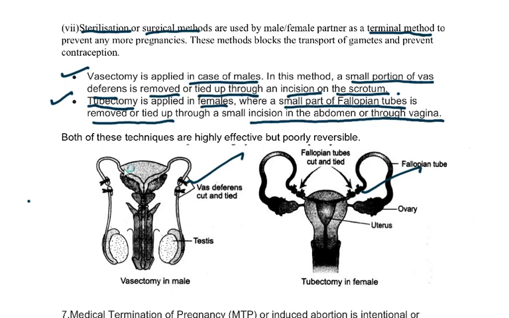So with both methods, the egg released from the ovary or the sperm cannot reach the fallopian tube, so there is no chance of fertilization. These both methods block the transport of gametes and thus prevent the chance of fertilization. But remember, this is a terminal method for when the individual does not want to have more pregnancies. In such conditions, only these methods are applied.